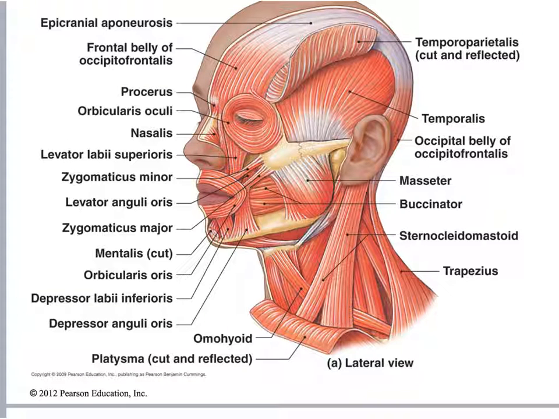Now let's highlight some of the key parts in the head and neck. Make sure you know the orbicularis oculi, the zygomaticus, the orbicularis oris, the temporalis, the occipital, the masseter, and the sternocleidomastoid. And obviously we're going to go over the trapezius next.